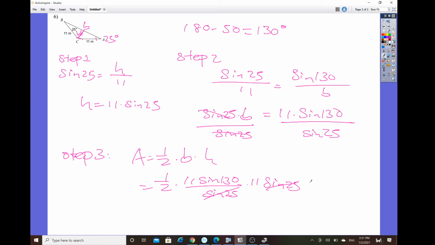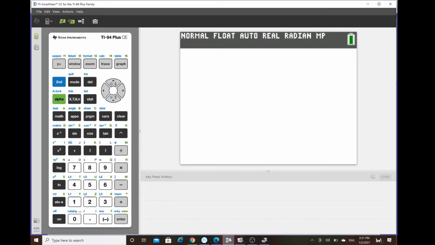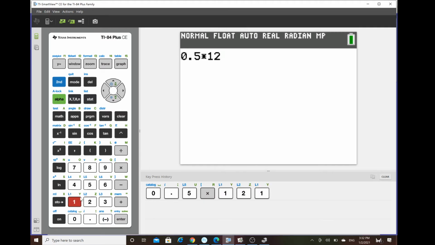And let's see what else we can cancel. So 1/2, 11 times 11 is 121, times sine of 130. So basically just find out what that is and put it into the calculator. So 1/2, 0.5 times 121 times sine of 130.